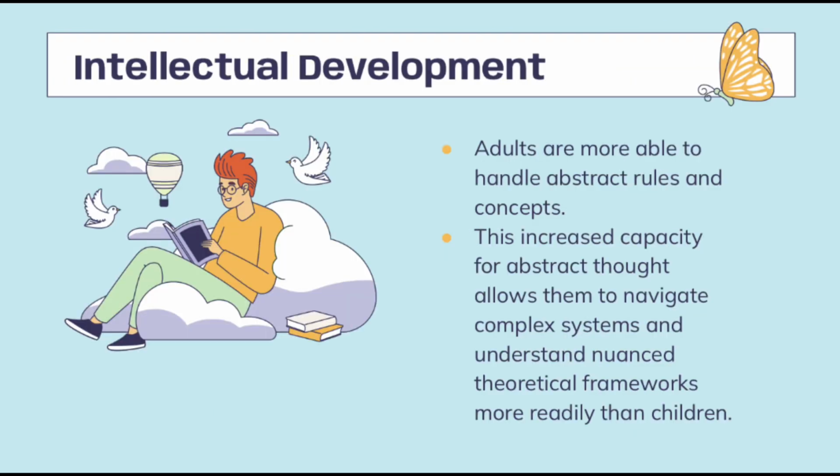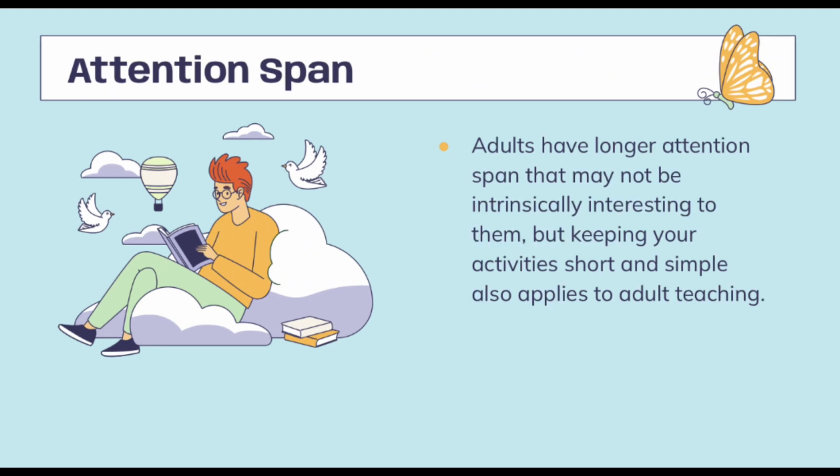First, intellectual development. Adults are more capable of understanding abstract rules and concepts. This allows them to handle complex systems and theoretical frameworks that younger learners might struggle with. For example, adults can appreciate not only the rule itself but also the reason behind it. By linking new knowledge to their personal or professional experiences, adults are able to learn in a deeper and more meaningful way. Second, attention span.